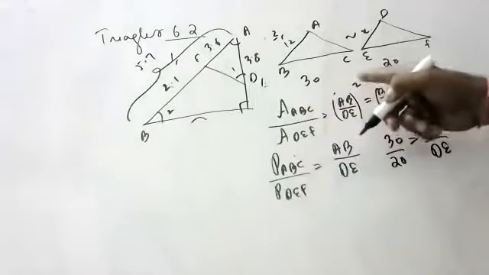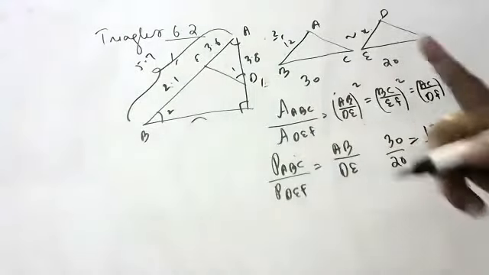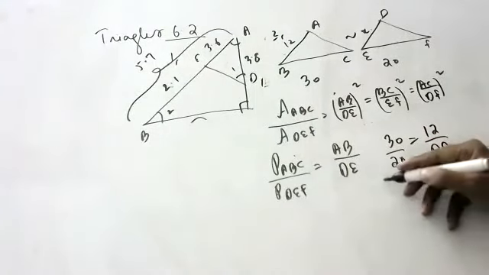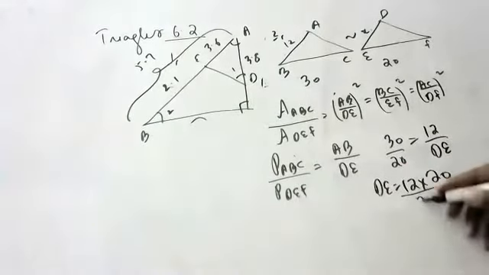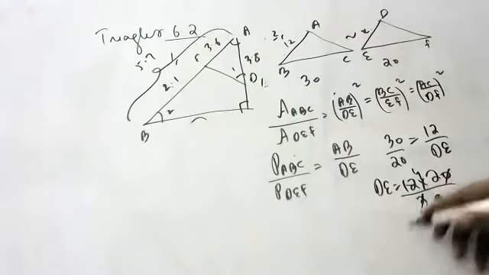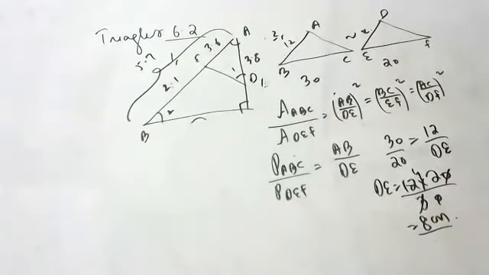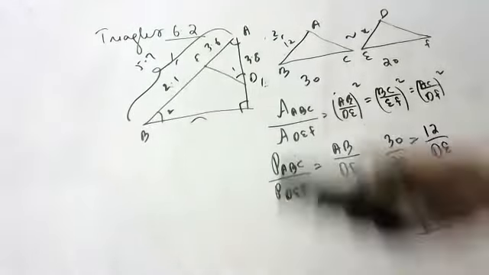If areas are given, you should take squares. If perimeters are given, you should not take squares. If you cross multiply, children, DE is equal to 12 into 20 by 30. That gives 8 centimeters as the answer. Like that you have to do. I hope you are able to understand, children. So this is the second sum.